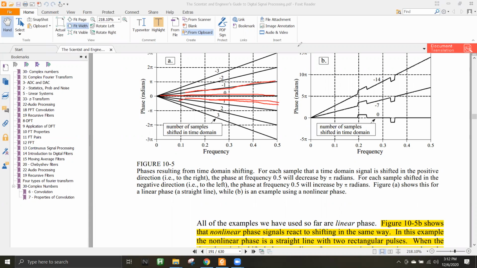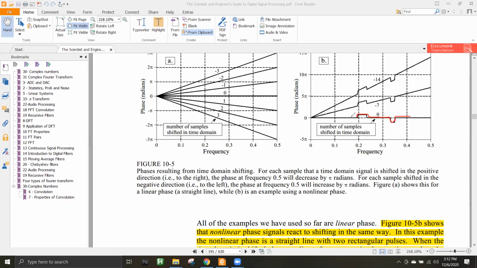So that is why it has negative slope. In this way, all these different slopes correspond to different amounts of shifts to the right and left. But this particular phase means that it was not exactly symmetrical around sample zero. Since it was not symmetrical, that's why this is a non-linear phase, something like this.